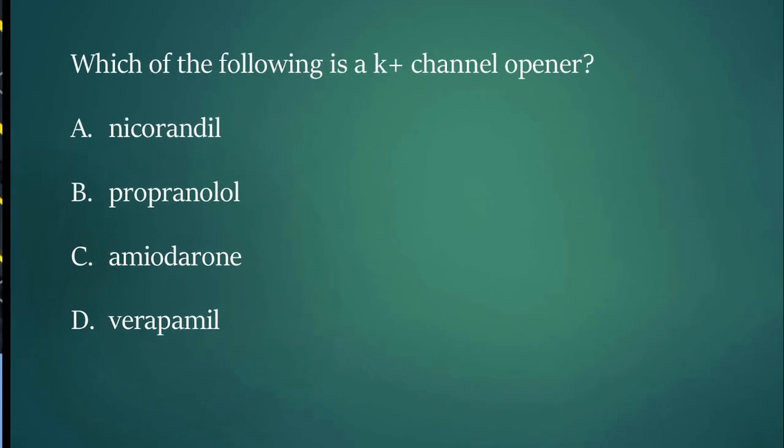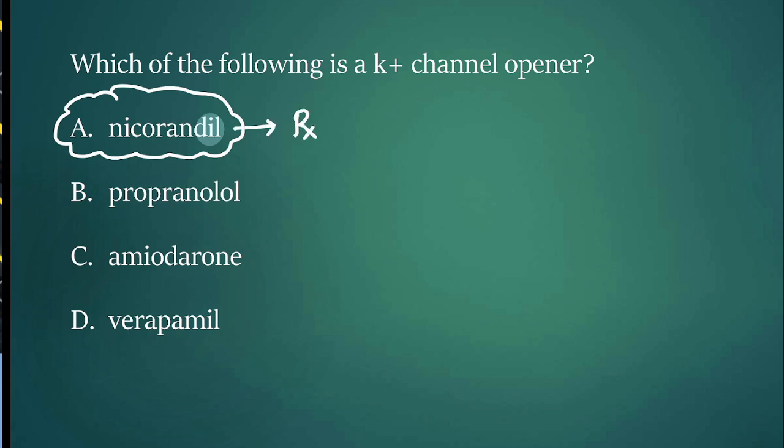Yes, if your answer is Nicorandil, then you are right. Remember, the name ends with dil, so it is used for dil, heart condition. Which heart condition is it used for? It is used to manage angina pectoris. Both stable and variant angina, Nicorandil is used.